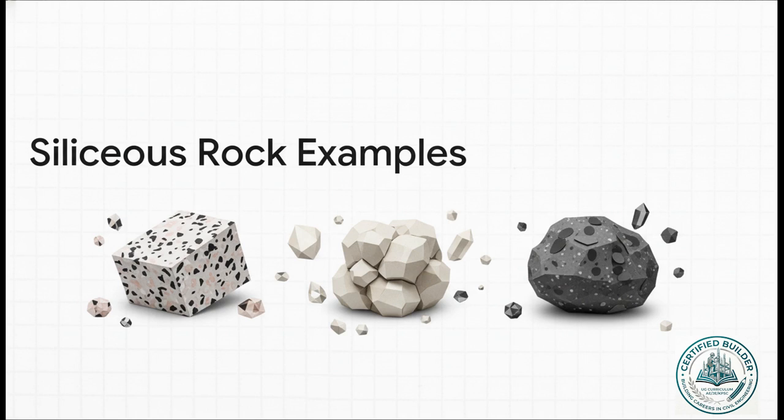Now, what's really important to notice here is that these examples come from different geological families. You've got igneous and metamorphic rocks all in the same chemical group. That's exactly why you can't just mix and match these classification systems.